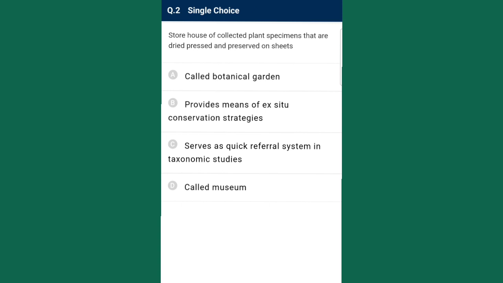Question number 2. Storehouse of collected plant specimens that are dried, pressed and preserved on sheets. A storehouse of collected plant specimens that are dried, pressed and preserved on sheet called herbarium, and it serves as the quick referral system. So the answer for this question is option C. Serves as quick referral system in taxonomic studies.